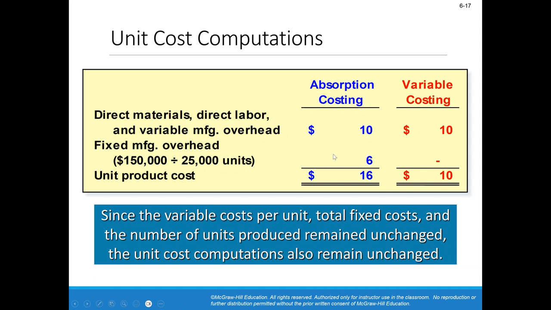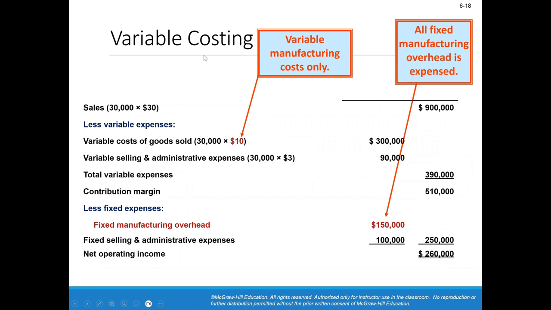We're not spreading the overhead here because we were just looking at the variable cost. All right, so variable costing, again, we sell 900,000 units. We have the variable cost for the manufacturing and for the SG&A of 390. So our contribution margin is 510, and we don't have any of the prior overhead to allocate here. So our profit is going to be $260,000.